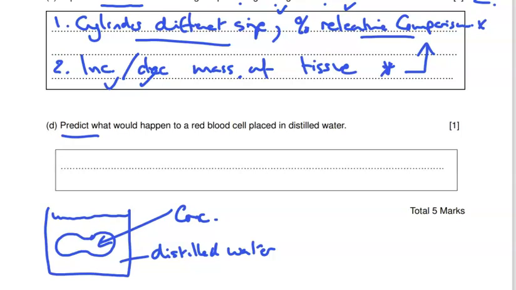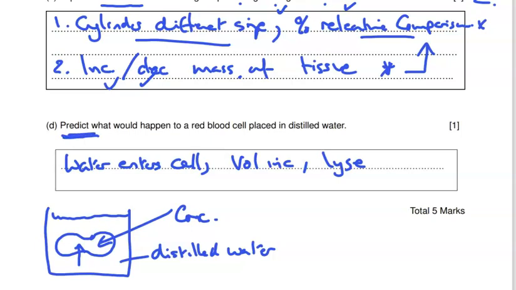But what we are going to see is that the water will go into the cell. So the water is going to go in, predict what would happen. Water enters cell. And the volume will increase. And potentially the cell will lyse. Note that in this question it's predict, it does not say explain, so therefore you don't have to justify your answer. 5 marks for this question. End of question.